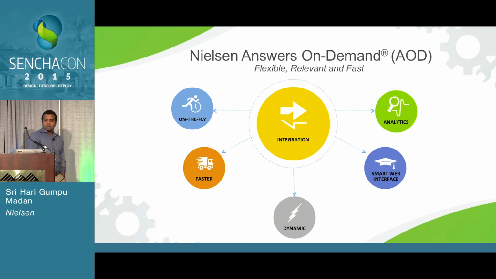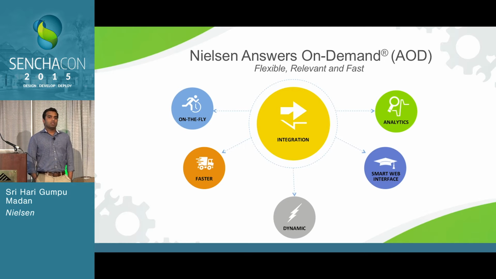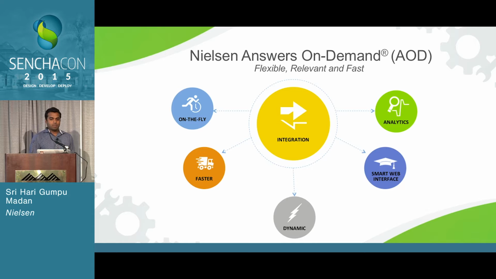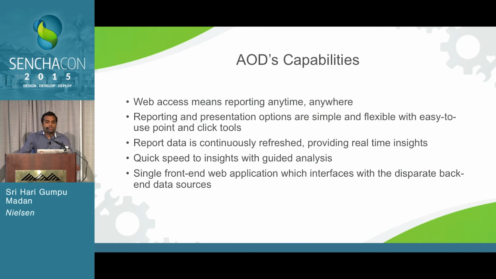Nielsen Answers on Demand is a tool primarily related to the buy platform, to understand how people are buying. It's a single web interface to get data on the fly, doing dynamic reporting and getting analytics about the data. Here are a couple of the capabilities of AOD: the tool enables reporting anytime, and we wanted a single web interface connected to the different backend data sources.